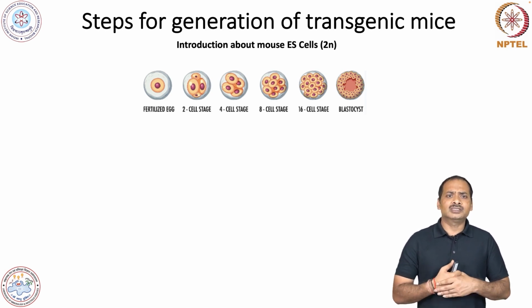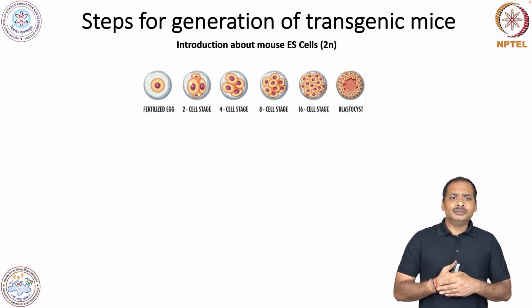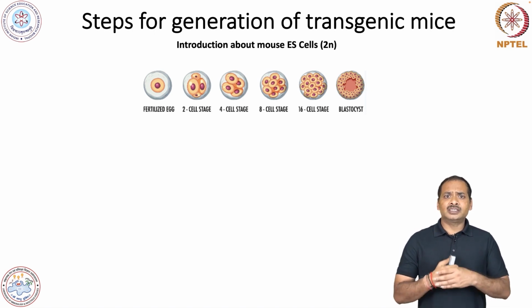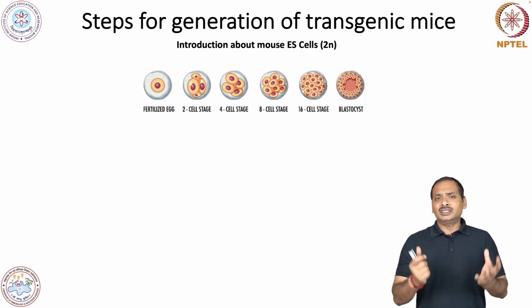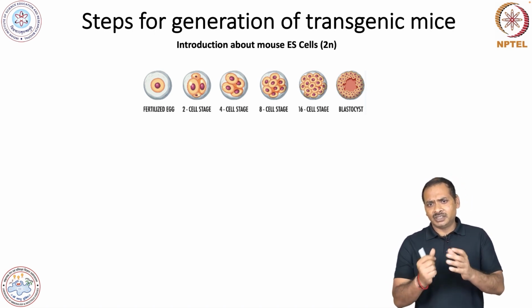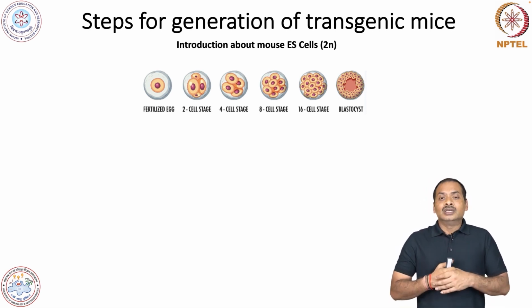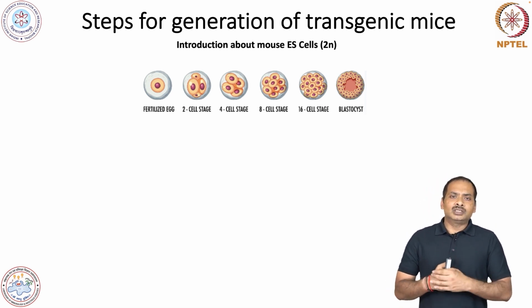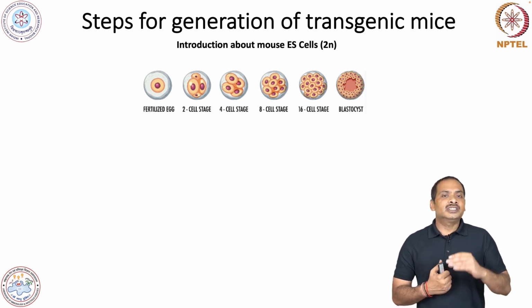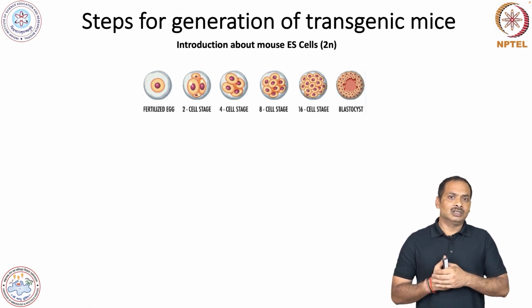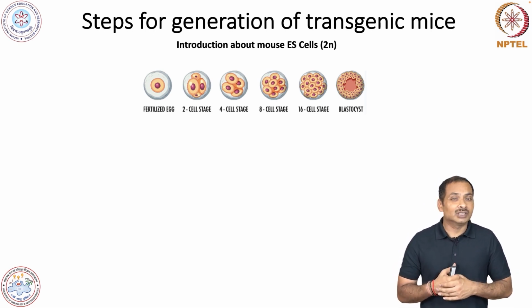As you can see in this image, there are different developmental stages of the embryo. You can see a 2-cell stage after fertilization, then a 4-cell stage, 8-cell stage, 16-cell stage, and then there is a blastocyst, which has a cavity that we call the blastocoel. We take out this blastocyst and then we take out the inner cell mass, and this inner cell mass we use as embryonic stem cells.